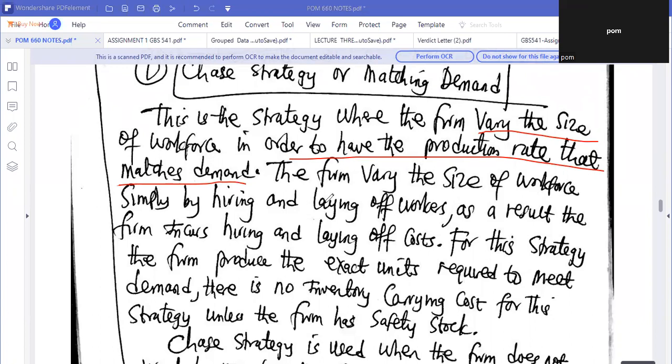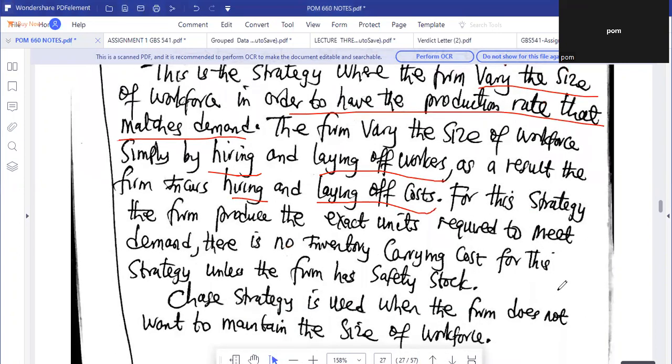So the firm varies the size of the workforce simply by hiring and laying off workers. So there is an aspect of hiring and laying off workers. As a result, the firm incurs hiring and laying off costs. For this strategy, the firm produces the exact units required to meet demand. And for this reason, there is no inventory carrying cost. You don't overproduce. You only produce so as to meet demand.